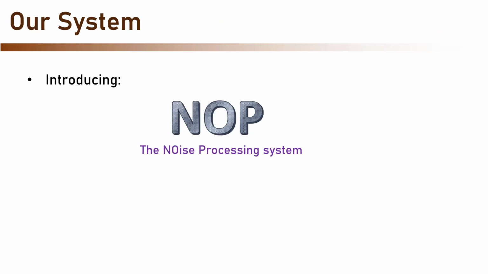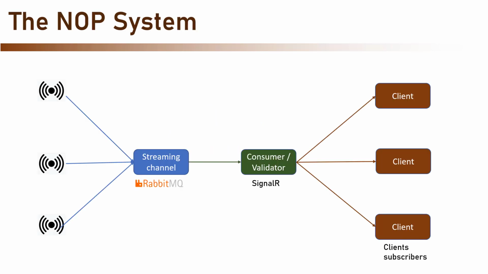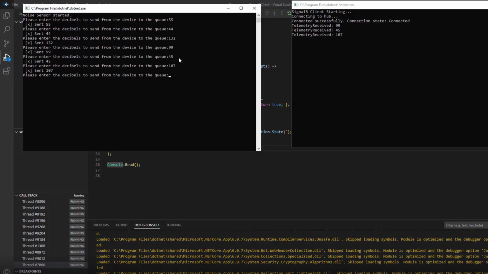Now, in order to make this course as practical as possible, we are going to end it with a real-world case study. In this case study, we are going to design a system for handling telemetry from external sensors and then processing it and notifying users about it. But we are not going to stop there. After designing the system, we are actually going to build it using engines such as RabbitMQ and SignalR.